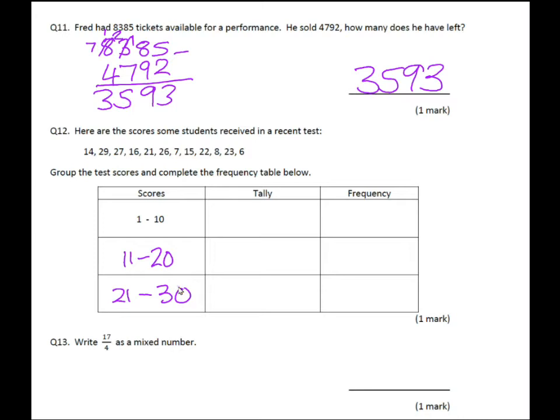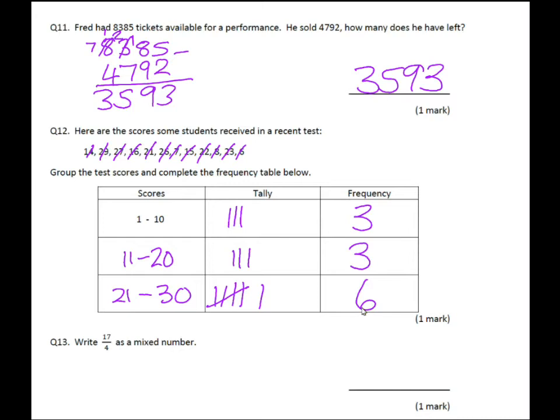Now, the tally. So between 1 and 10 marks, we've got 1, 2, 3. So we have a frequency of 3. For 11 to 20, we've got 1, 2, 3, again. So for our group 21 to 30, we've got 1, 2, 3, 4, 5, 6 remaining. So 1, 2, 3, 4, and then the 5-bar gate, and then the 6th one there. So for 1 mark, our frequency is 3, 3, and 6.